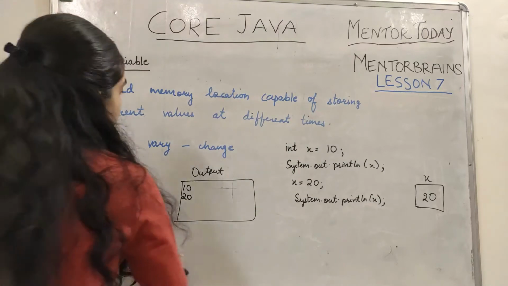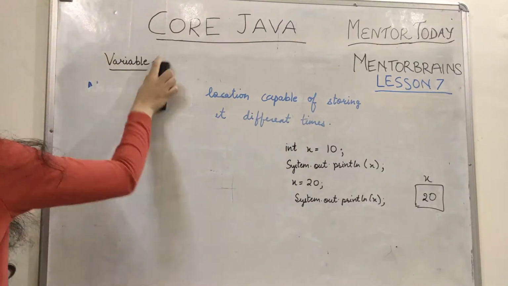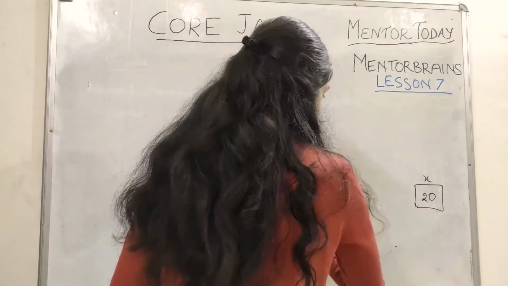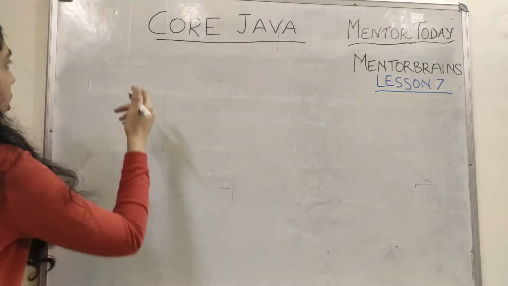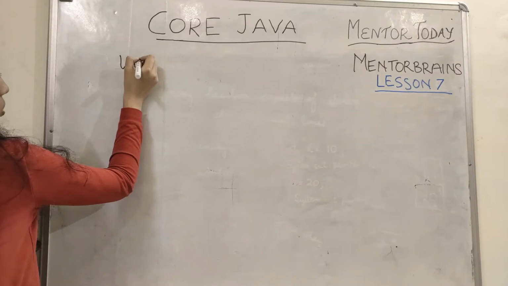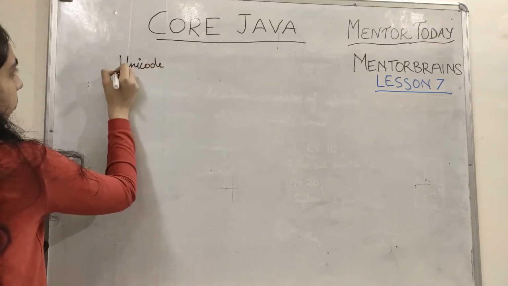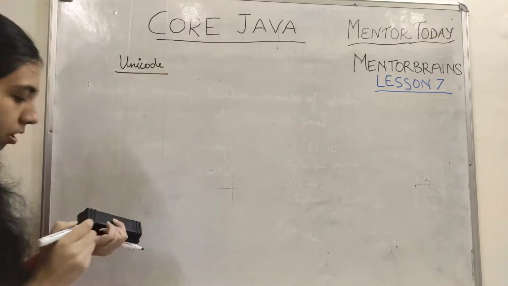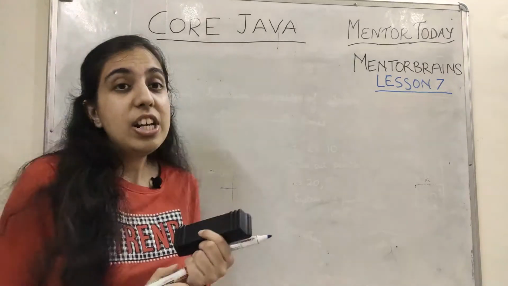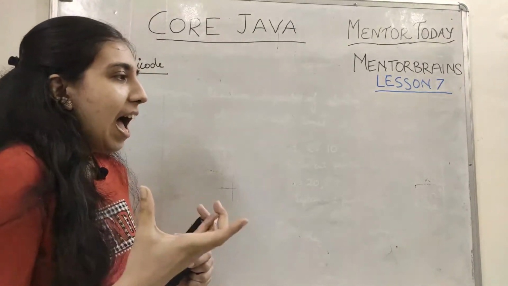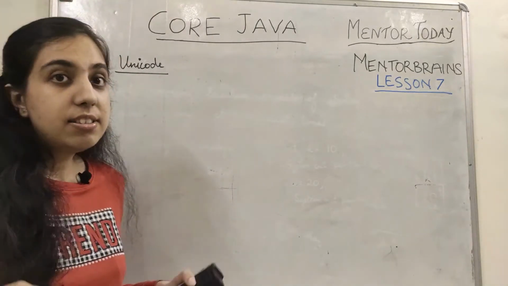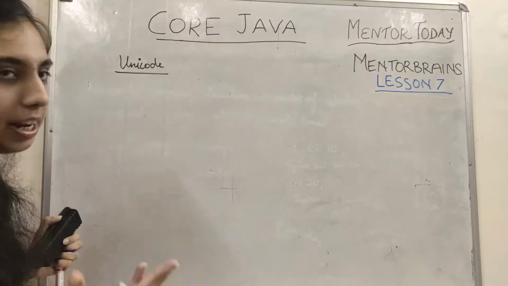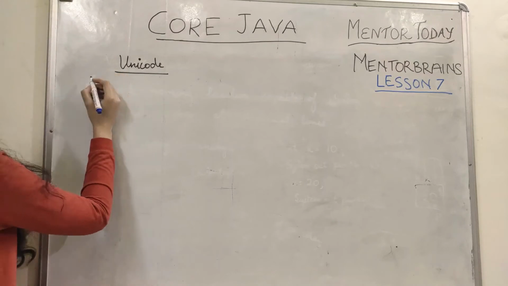Okay, so let's move on to another topic. This is called Unicode, a very important concept. Now in Java, every character is coded and it has a 2-byte coding system which assigns a unique code to each character. So what is that?